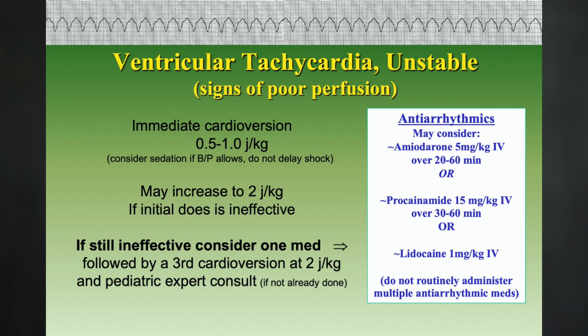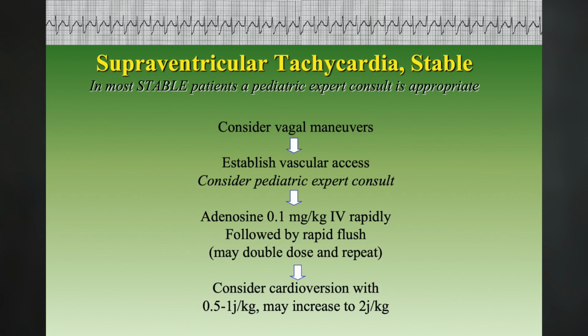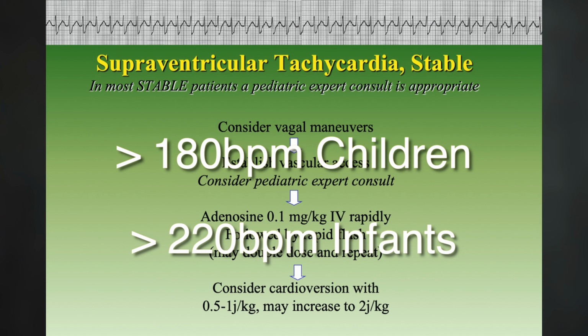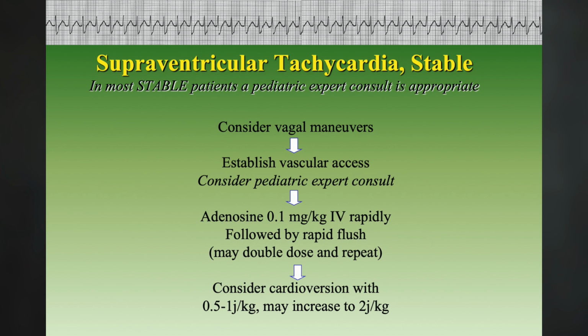The synchronized cardioversion is generally used if the patient is unstable or could be used if the patient fails to respond to the appropriate medication dose. As we look at supraventricular tachycardia, which is a more common event in children, the narrow complex tachycardia over 180 beats for children, over 220 beats for infants, is considered stable if the patient has good mentation and good perfusion.